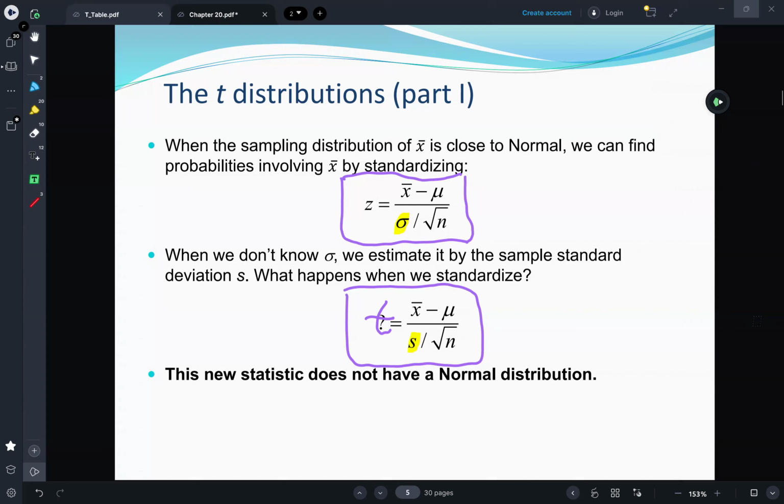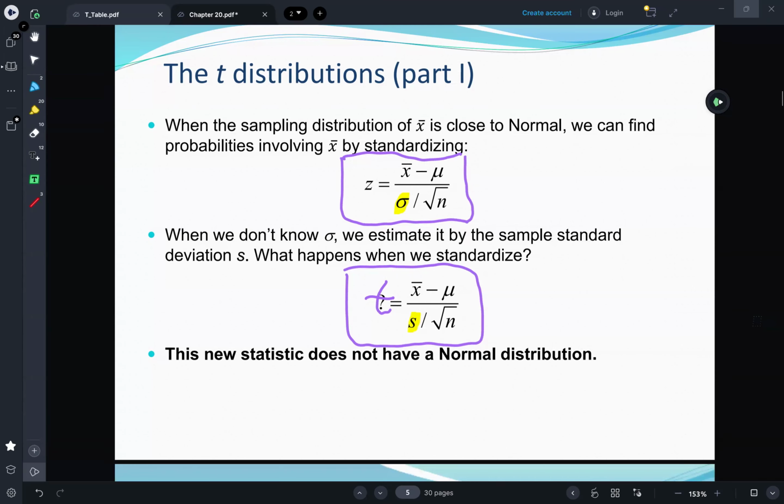If it says a sample was taken and the mean and the standard deviation were calculated from the sample, then you know it's coming from the sample. So you have to read the questions carefully. If the mean and standard deviation were calculated from the sample, then automatically you have x bar and s. Okay.